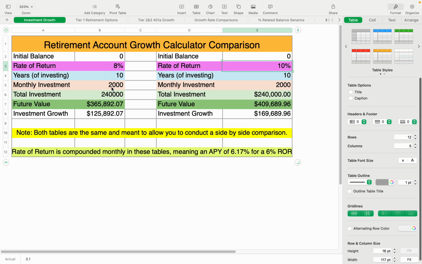Monthly investment is $2,000, which would be basically maxing out at $24,000 a year. Certainly you can increase that, but just to show for consistency's sake, that would be $240,000. Your future value would be $365,000. So that investment growth at 8% would be $125,000. Whereas over here, it's going to be $169,600, almost $170,000. You can continue to play with this and identify, certainly.